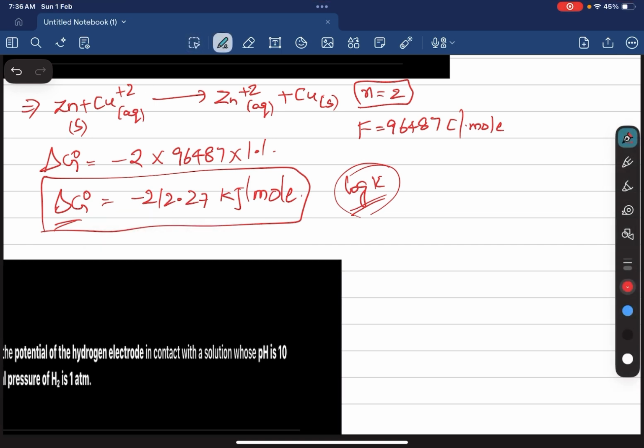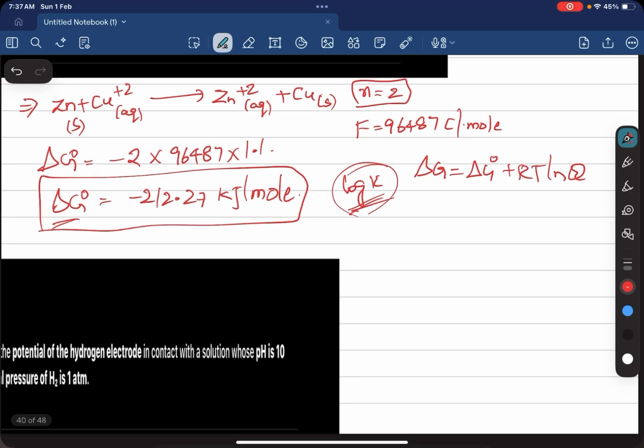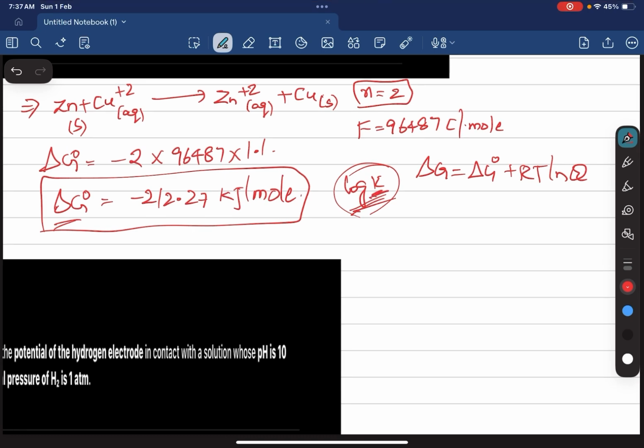If you want to find the log K value, how do we find it out? Delta G equals delta G naught plus RT ln Q. So at equilibrium this K term will come. At equilibrium delta G will be 0, so we can write delta G naught equals minus RT ln K. This is the formula. From that ln you have to write it as 2.303 log, accordingly we can do it. Anyhow, that model also we'll discuss.